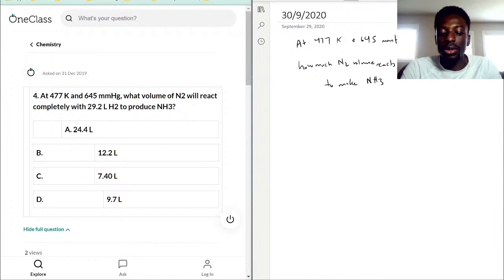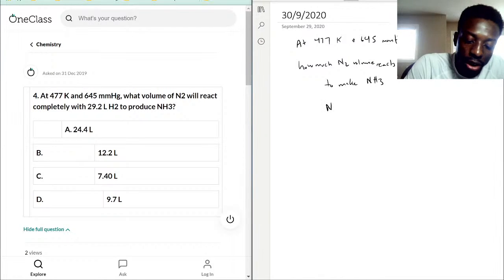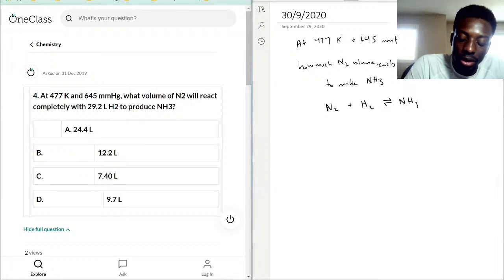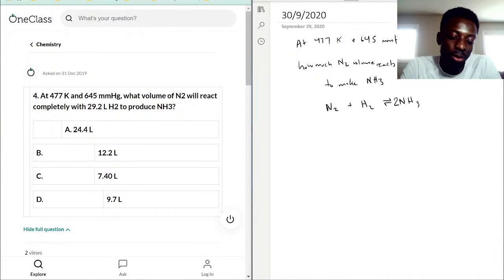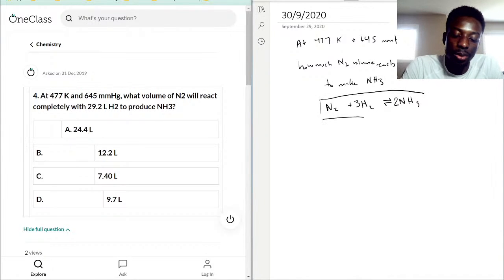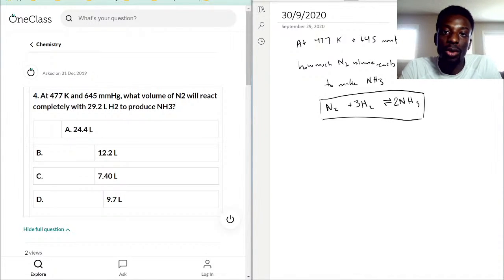So the first thing we do for this equation is write the formula. We have N2 plus H2 turns into NH3. First we try to balance it out. You see here we have 2 nitrogens in the reactants but only 1 in the products, so we need 2 nitrogens in the products. Now we only have 2 hydrogens in the reactants and 6 hydrogens in the products, so we need to multiply that by 3. This right here is a balanced equation. We're going to refer to converting our moles.